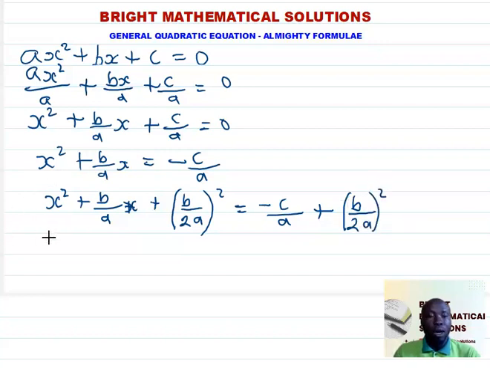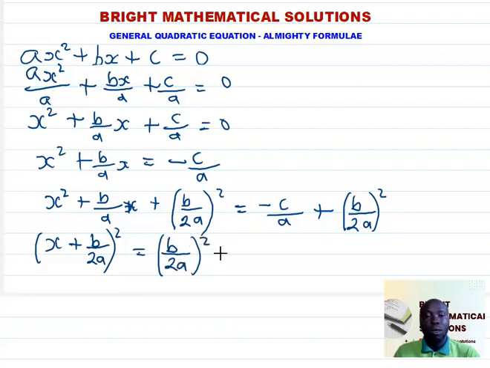So from here we can rewrite this expression to become x plus b all over 2a all square equals b over 2a raised to the power 2 minus c all over a.